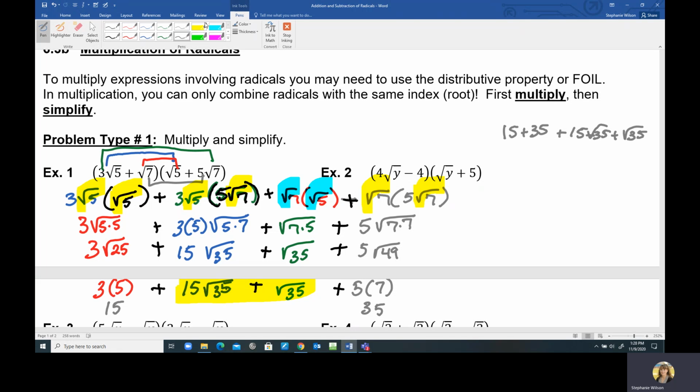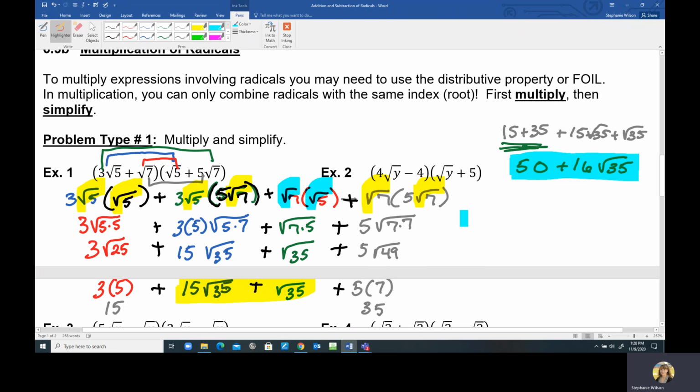So now let's combine them. We have 15 plus 35. So 5 plus 5 is 10. Carry the 1. 1 plus 3 plus 1 is 5. I have 15 plus 1, it's 16 square root of 35. And that is my answer by combining my like terms after we did the multiplication.